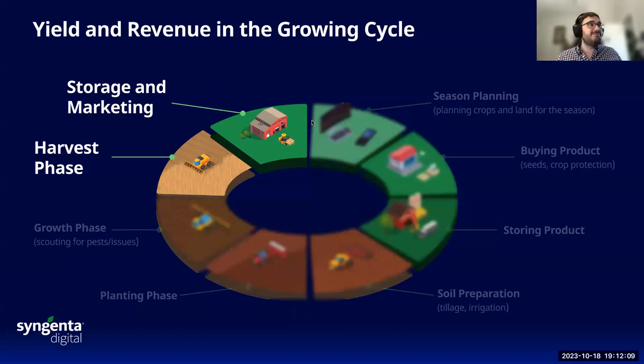So the idea here is, if you're not super familiar with agriculture, you grow it on the ground. At some point, you got to harvest it and sell it. This is what we're talking about here. So, the grower has planted their crops for the season. They are harvesting them, and now they want to sell them.